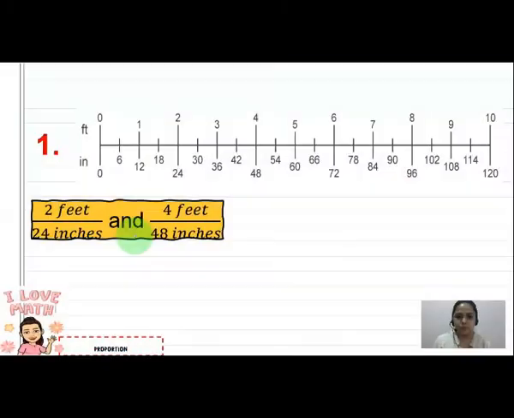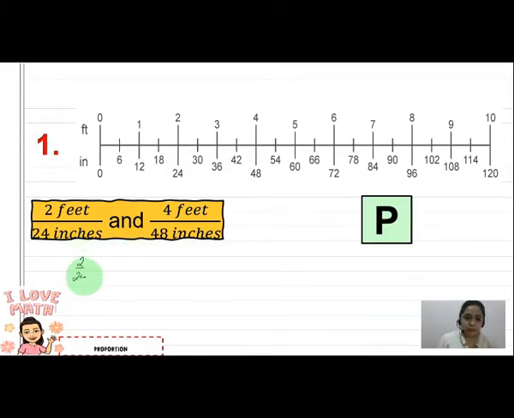First given. So we have here 2 feet over 24 inches and 4 feet over 48 inches. So this is the ratio between feet and inches. Is it P or NP? So the answer here is P. Because if we're going to simplify 2 over 24, we need to divide them by the greatest common factor, which is 2. So 2 divided by 2, we have 1. 24 divided by 2 is 12.